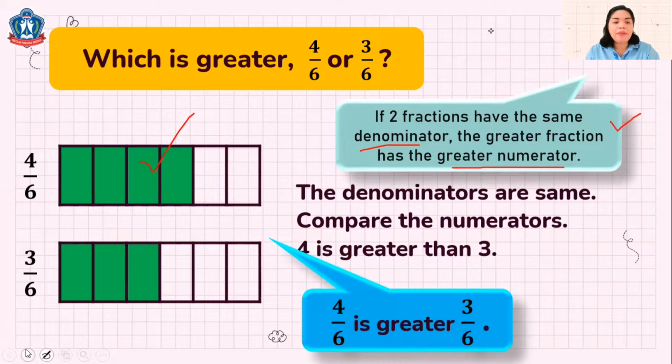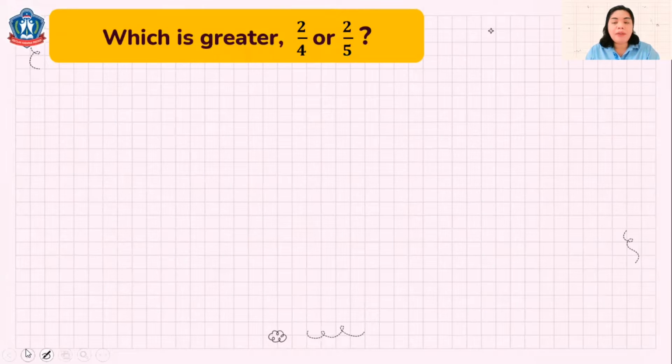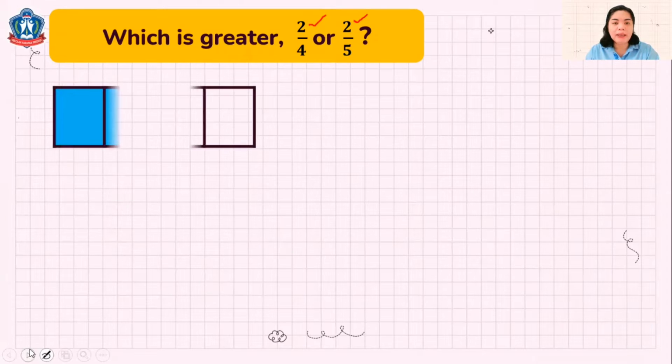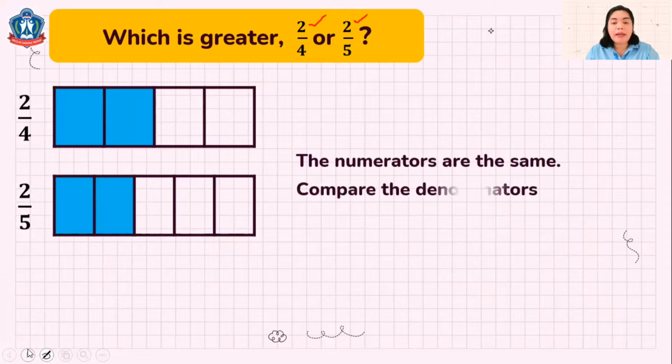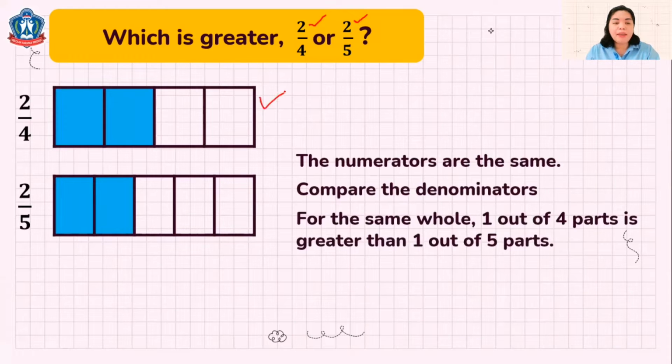How about if they have different denominators and their numerators are the same, just like 2/4 and 2/5? Take note. So we will only compare the denominators because they have the same numerators. For the same whole, 1/4, or 1 out of 4 parts, is greater than 1 out of 5 parts, right? Take a look. 1/4 is greater than 1/5. So if you have 2/4, this is greater than 2/5.